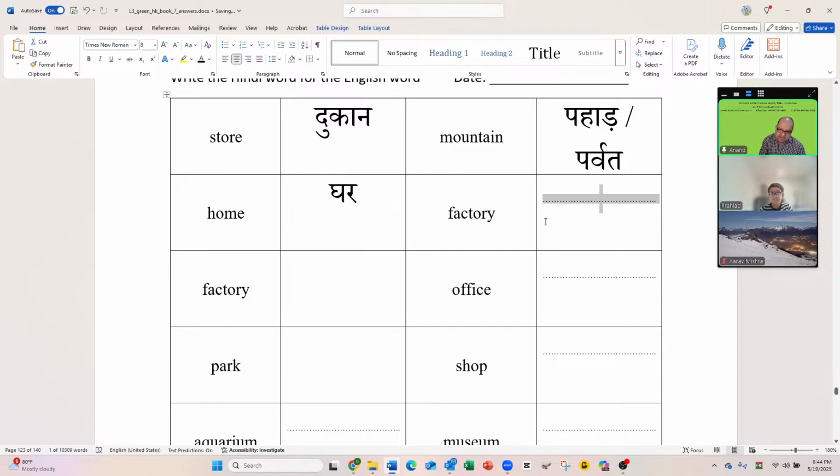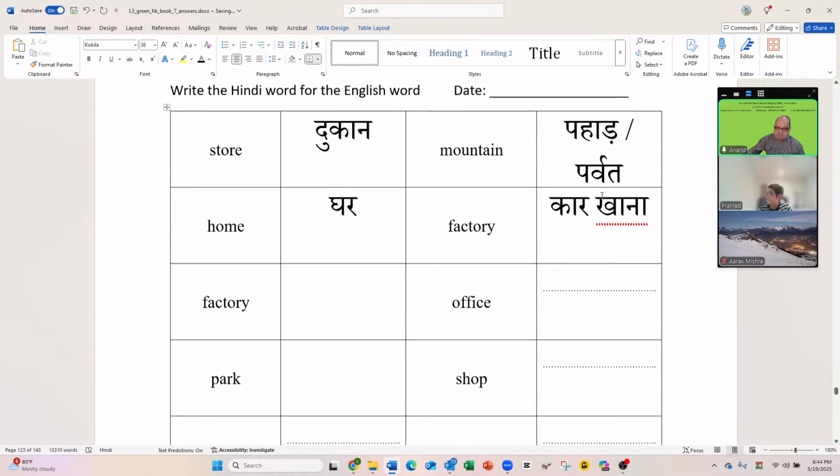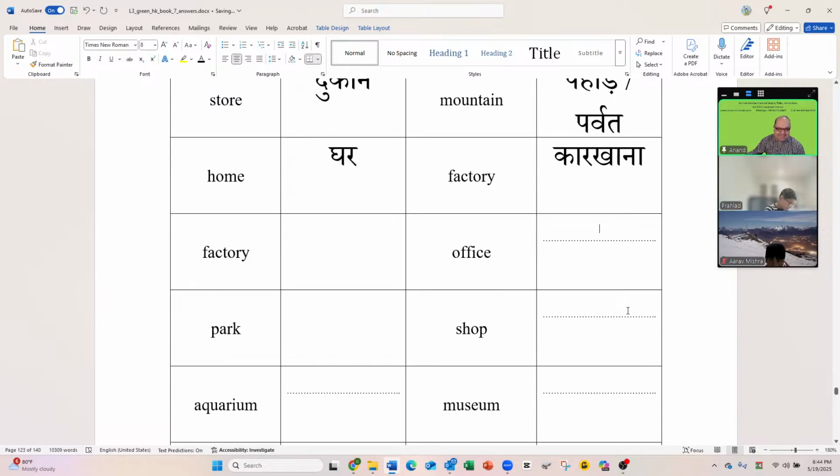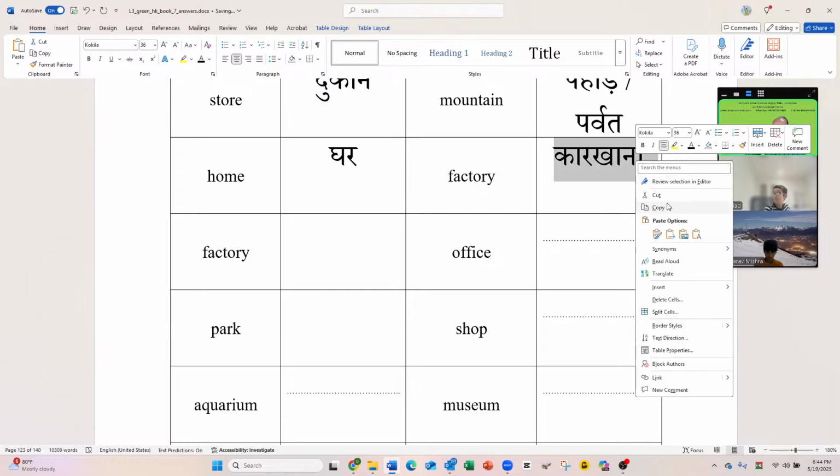Arav, Hindi word for factory. Prahlad, you got the Hindi word for factory? Karkhana. I used Google Translate. Yes, that's fine. Car khana. Now that doesn't mean to eat a car. Next one is still factory, so we are going to write the same word.